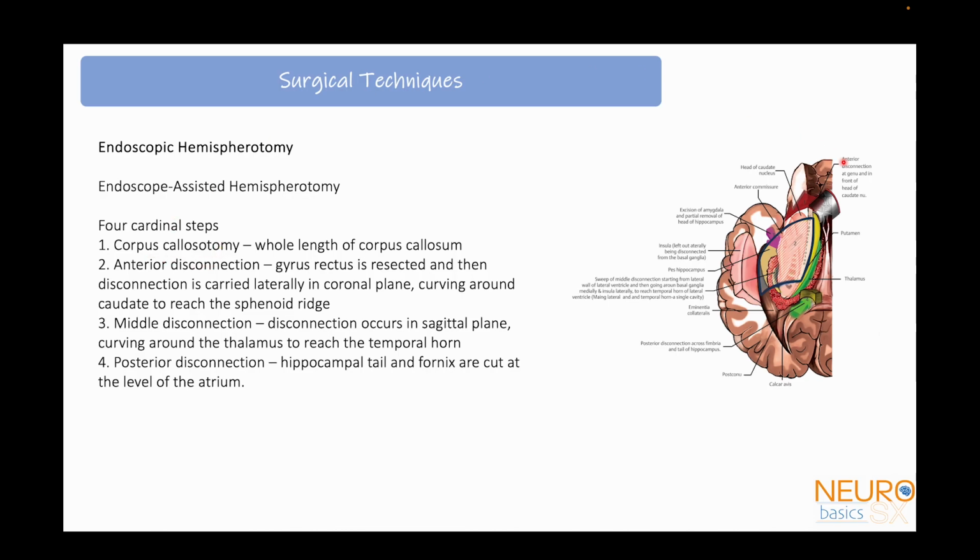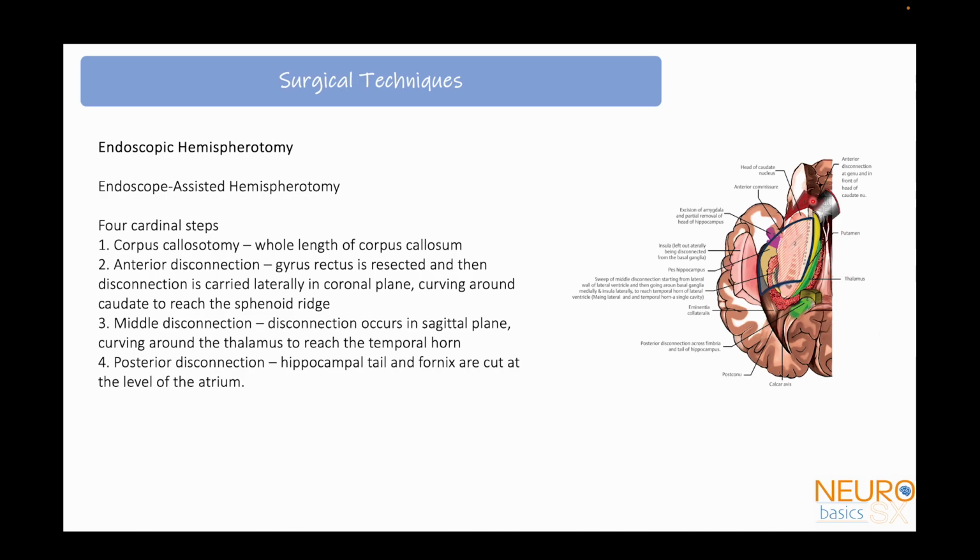The first thing you would do after inserting the endoscope is identify the corpus callosum. Remember, you're going interhemispheric transcallosal. So you're going to find the corpus callosum first and you're going to disconnect the entire length of the corpus callosum, all the way from the genu in the front to the splenium posteriorly.